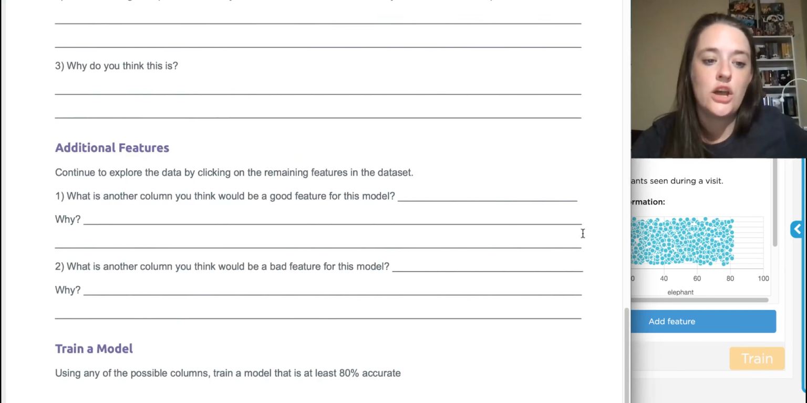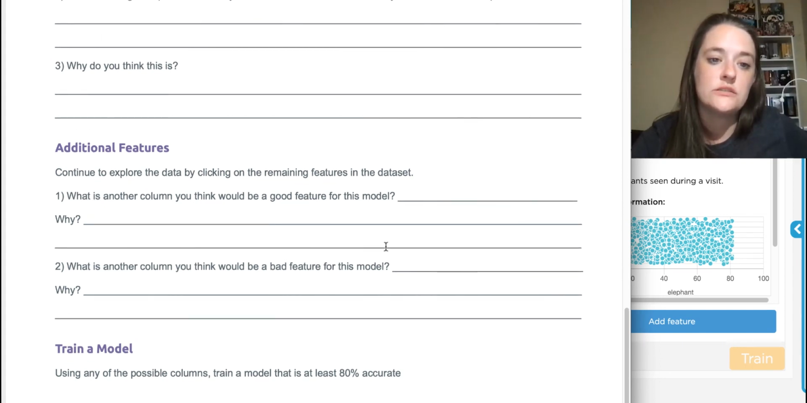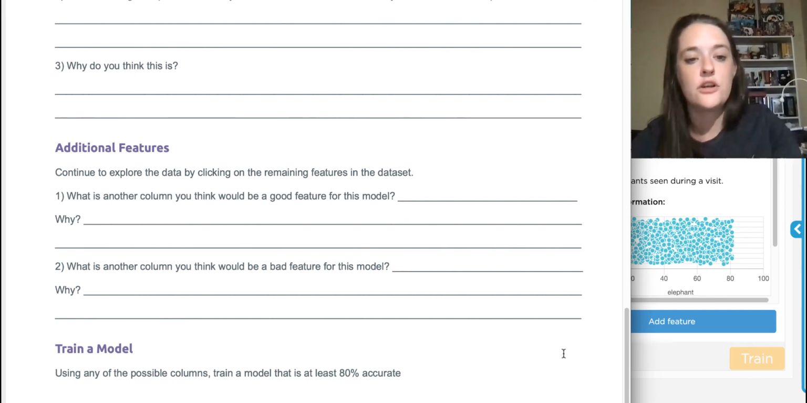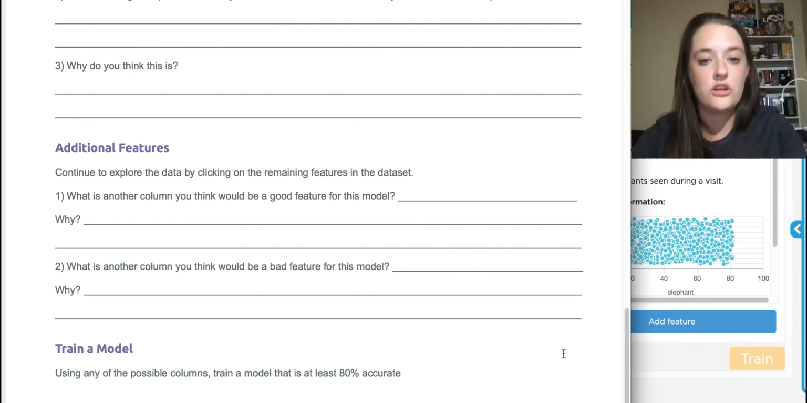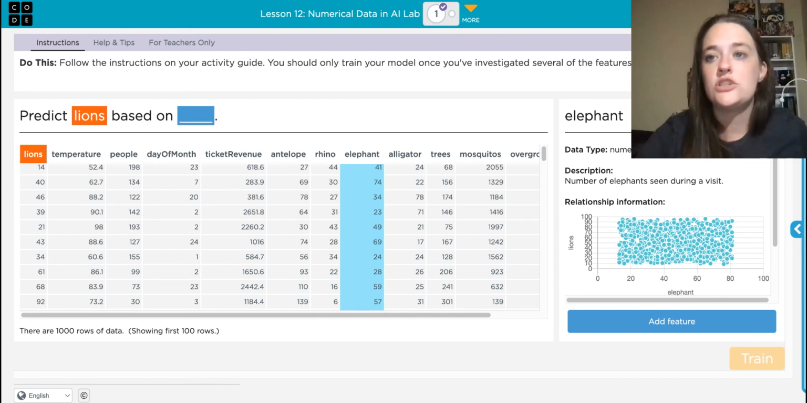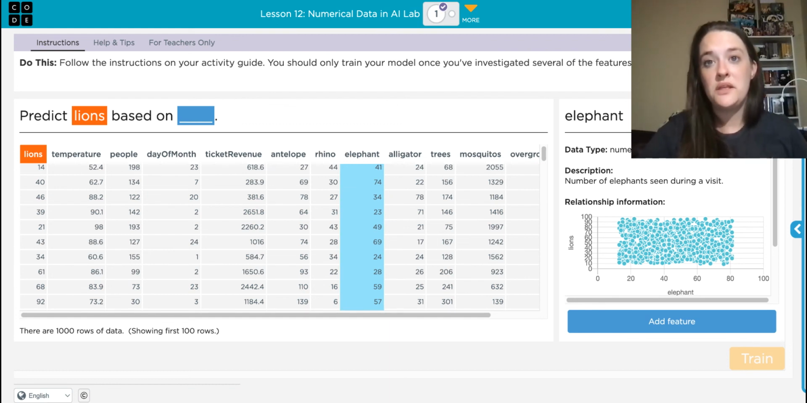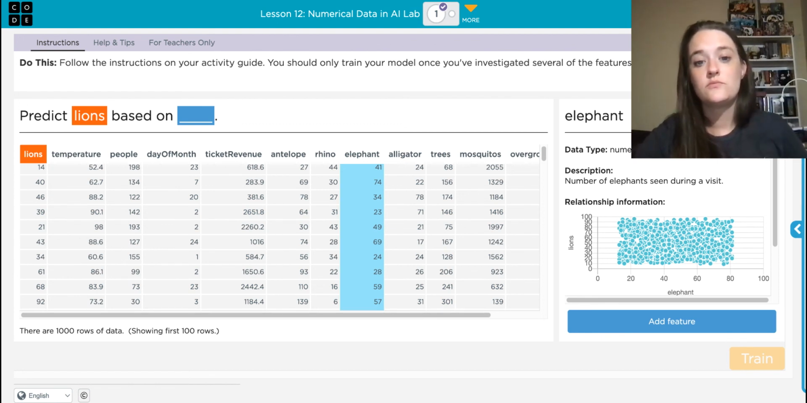And you're going to answer these questions. What is another column you think would be a good feature for this model? What is another column you think would be a bad feature for this model? All right. You may struggle a little bit to find a model that is 80% accurate. So you're just going to have to experiment a lot and see which features will help you achieve your goal.